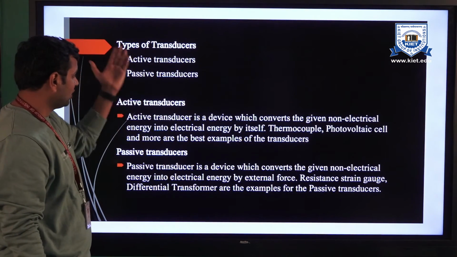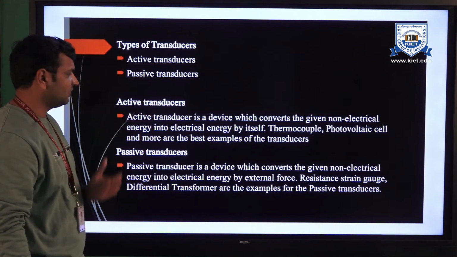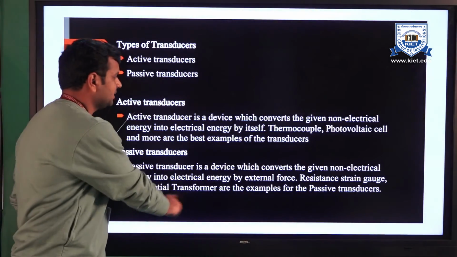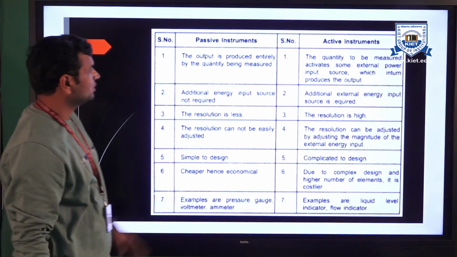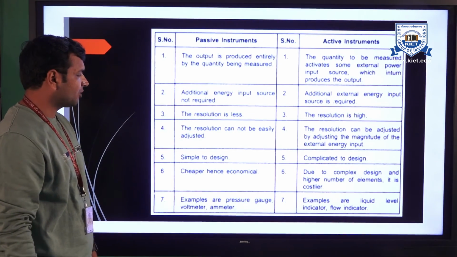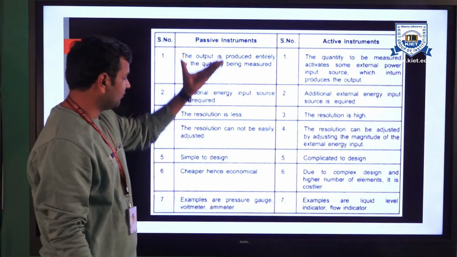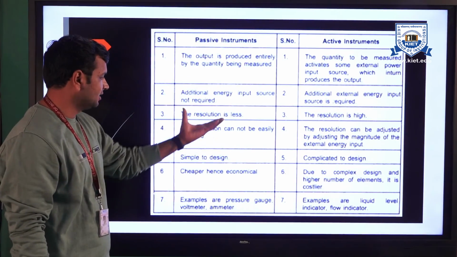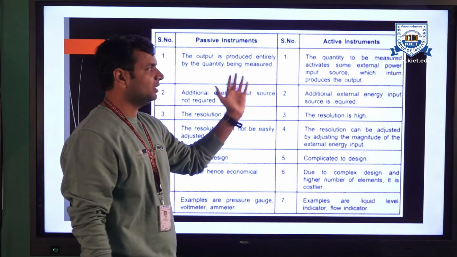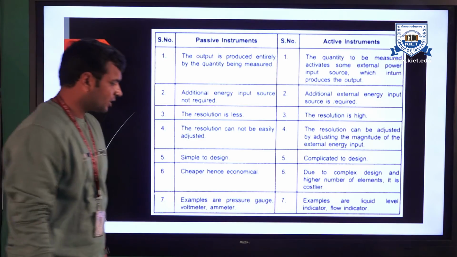Now that we have already seen the classification of active and passive transducers, and what the active transducer and the passive transducer are, these are some more comparisons between the passive transducer and the active transducer on different criteria like design and resolution, so that it can be understood. So that may be the comparison between the passive transducer and the active transducer.